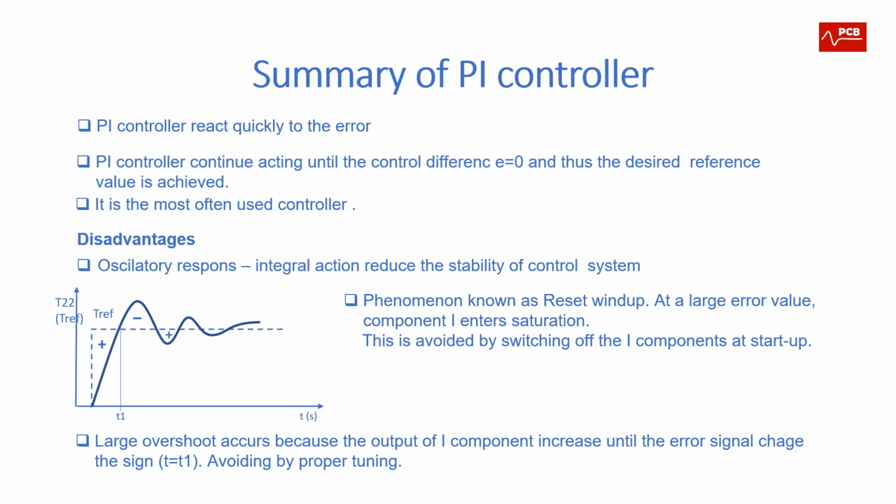It appears at the beginning when there is a large error value, and then the I component enters saturation. We can avoid this saturation by shutting off the I component at startup, and then switching it on again when the system becomes stable.